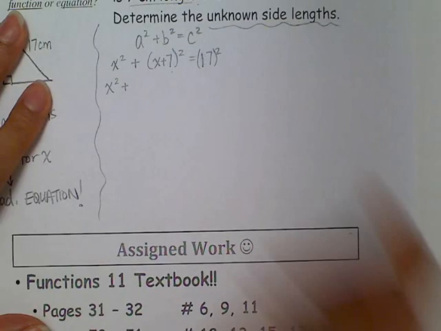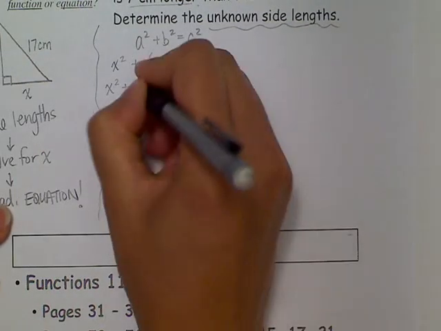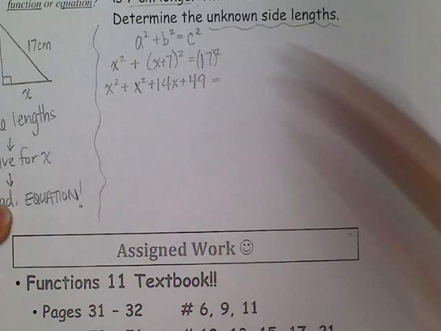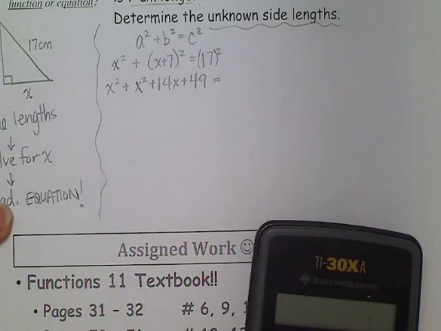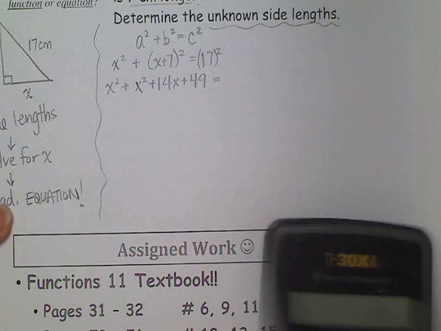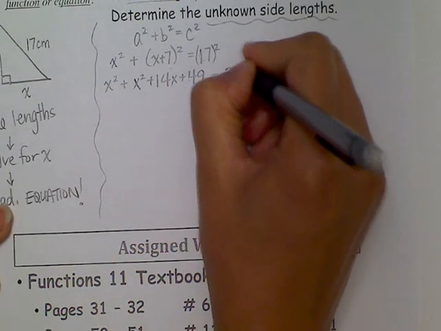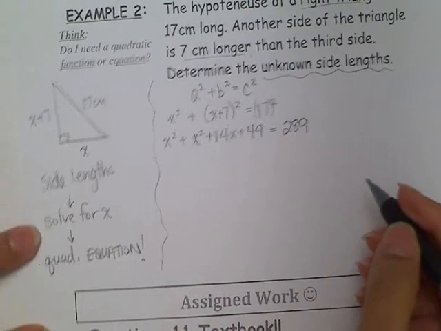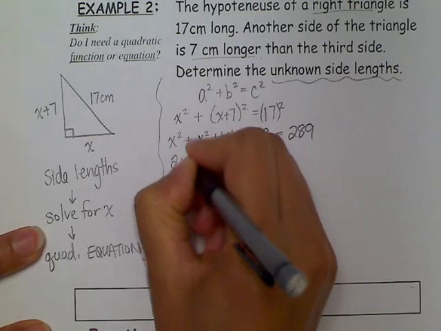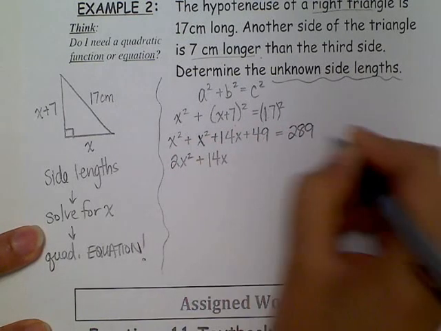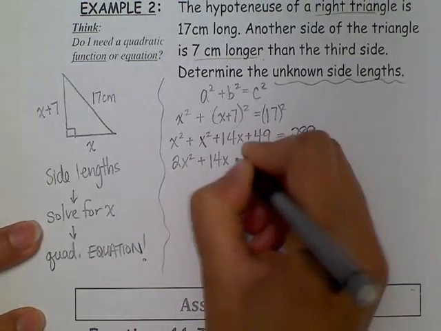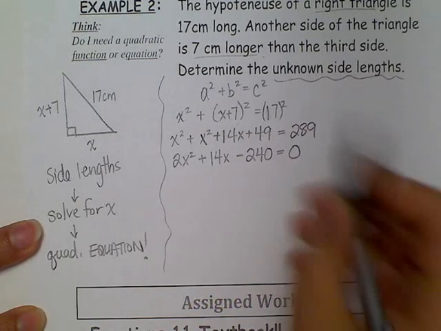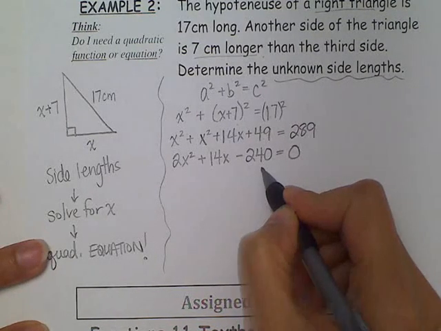Okay, so let's go back up here. And so the expanded form of (x plus 7) squared is x squared plus 14x plus 49. And that's going to equal 17 squared, which I believe is 289. Yep. And then what I'm going to try to do is get everything on one side so that I can actually solve for x. Okay? And so what I get here is 2x squared plus 14x. And if I bring over the 289, it becomes negative. So minus 240 when I combine it with the 49. And that's going to equal 0. So I did 49 minus 289 to get negative 240.